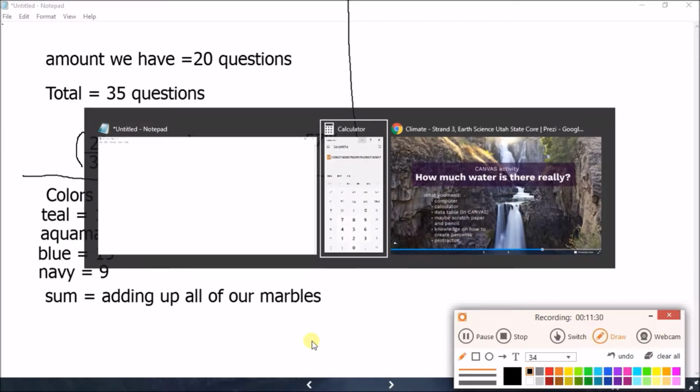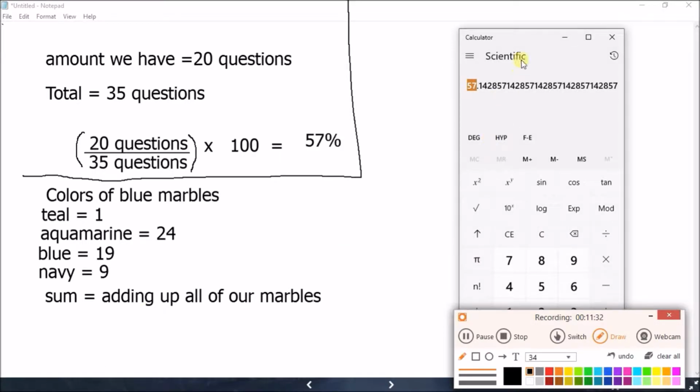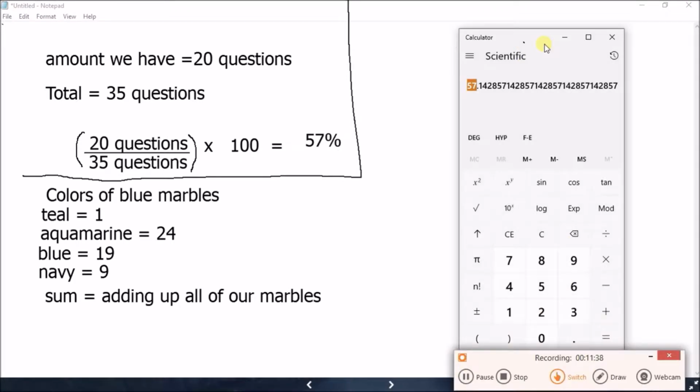Okay, so first we're going to calculate a sum of all of my blue marbles. So the first thing I'm going to do is say 1 plus 24 plus 19 plus 9. And those of you who maybe didn't see how I got those numbers, I have 1 teal, 24 aquamarine, 19 blue, and 9 navy. So I found my sum, which is 53.